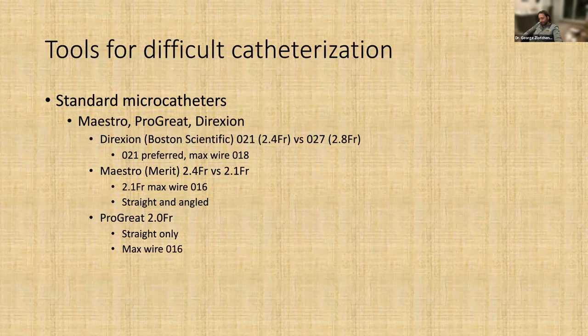Here are some microcatheters. There's a Merit Maestro, and the Direction in a prograde direction. There's also a new Boston Scientific True Select. It's 2.0 French and tracks very nicely. It's very hydrophilic, so that's my go-to catheter now for prostates.